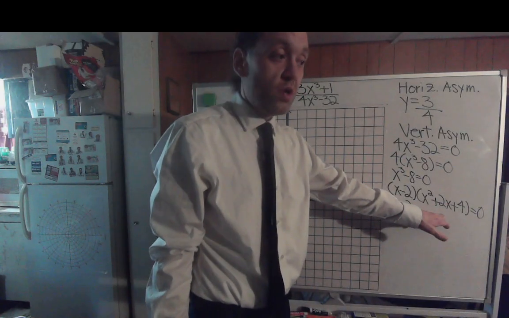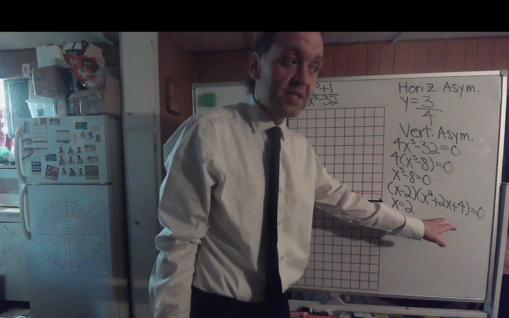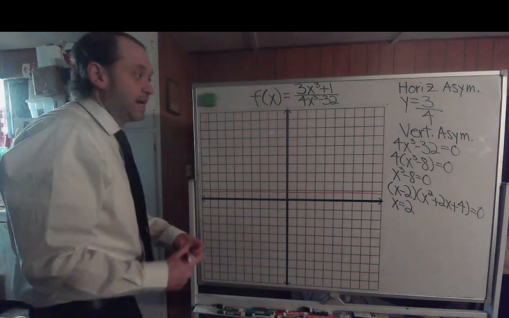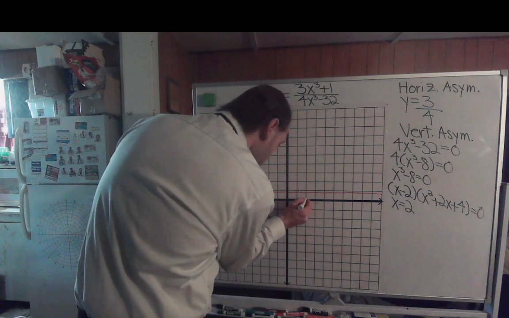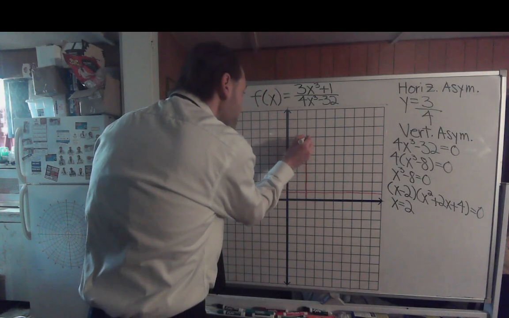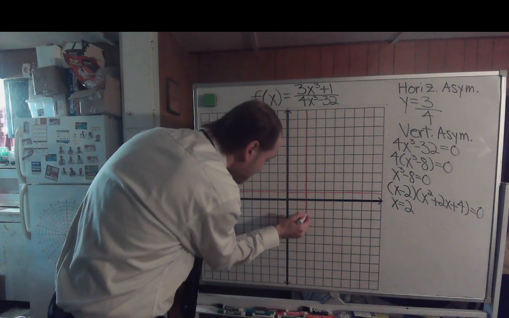You'd have to use the quadratic formula, and in doing so, you'll discover you get 2 imaginary solutions, which really don't help us any for graphing. So we have only one vertical asymptote at x equals 2. So let's go ahead and plot that here. I'm plotting it as we speak right here.